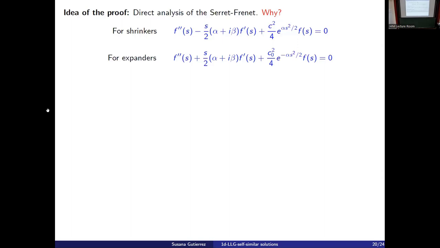Now, the idea of the proof is different, and we need to do the analysis at the level of the reference equations. The reason is that in the case of the shrinkers we have a highly exponential term which is unbounded, and this also gives me problems. So I can't do integration by parts to do the analysis, but we can do it at the level of the system.